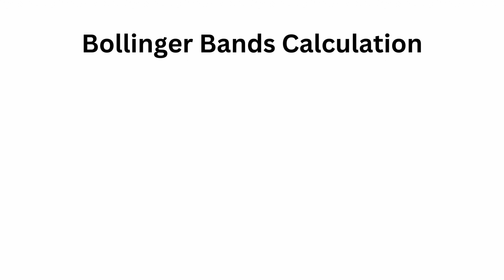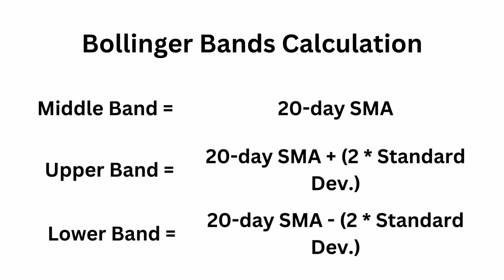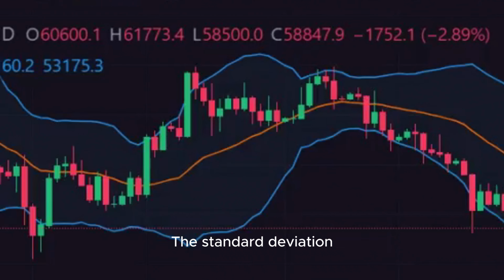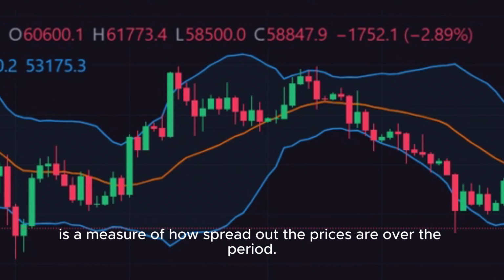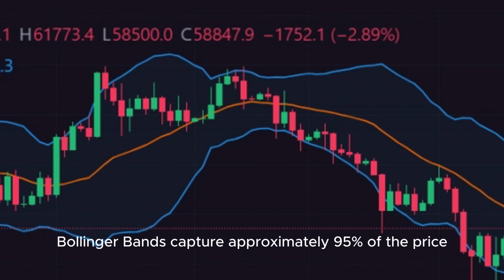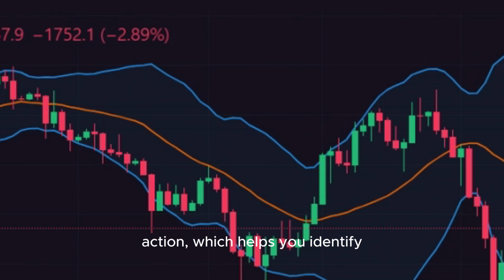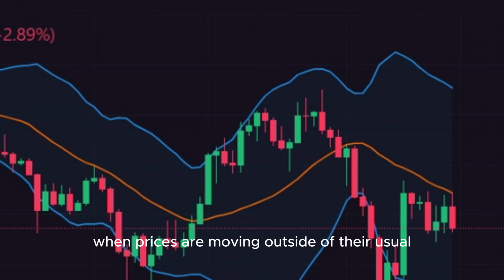Let's take a quick look at how Bollinger Bands are calculated. The middle band is simply the 20-day SMA, which we've covered in previous lessons. The upper and lower bands are calculated by adding and subtracting 2 standard deviations of the price from the middle band. The standard deviation is a measure of how spread out the prices are over the period. By using 2 standard deviations, Bollinger Bands capture approximately 95% of the price action, which helps you identify when prices are moving outside of their usual range.